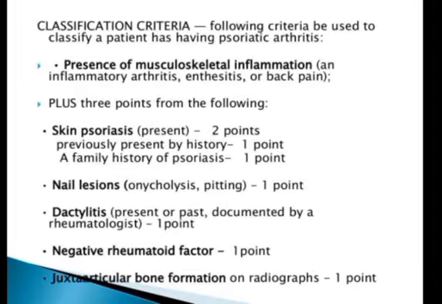Nail lesions, onycholysis, pitting means 1 point. Dactylitis present or past documented by a rheumatologist means 1 point. Negative rheumatoid factor means 1 point. Juxta-articular bone formation on radiographs means 1 point.